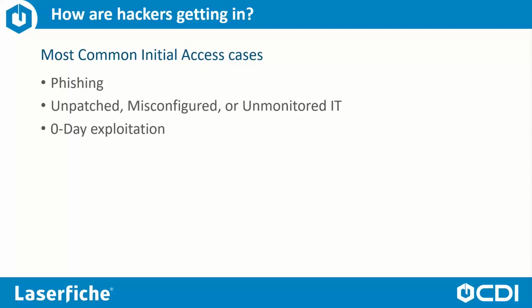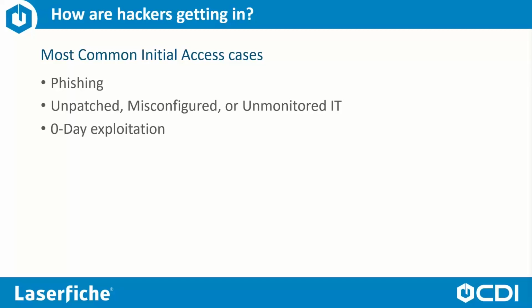Another common initial access point is unpatched, misconfigured, or unmonitored infrastructure. If you're an organization that maintains multiple servers and endpoints to manage, sometimes things can get forgotten. Maybe you forget to install that Microsoft patch, or your Microsoft SQL needs to move off of 2012 onto 2016 or whatever it is. Those things take time.